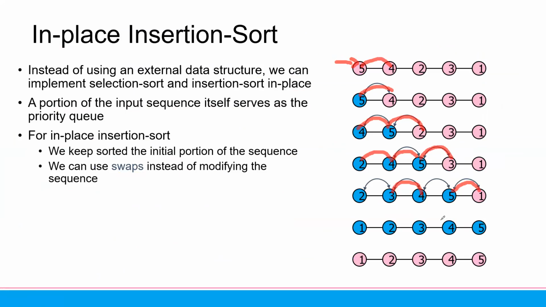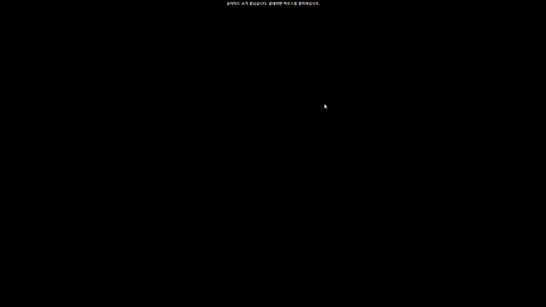3 is higher than 1? Yes, swap. 2 is higher than 1? Yes, swap. And at the end, we will get this one. So we just use the swap operation in this insertion sort. So we don't use the sequence and we don't use the priority queue. Okay, so that's the priority queue.